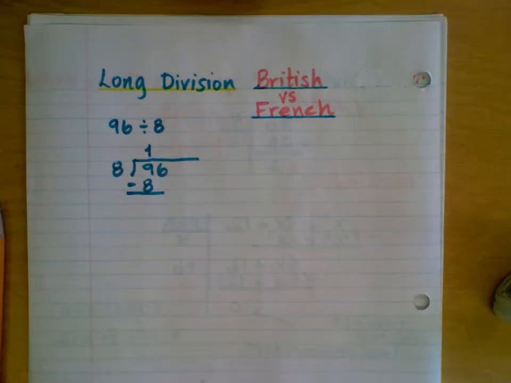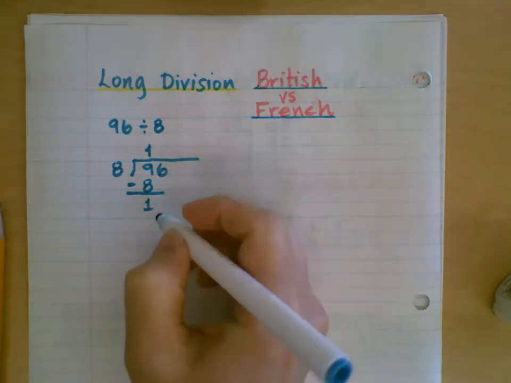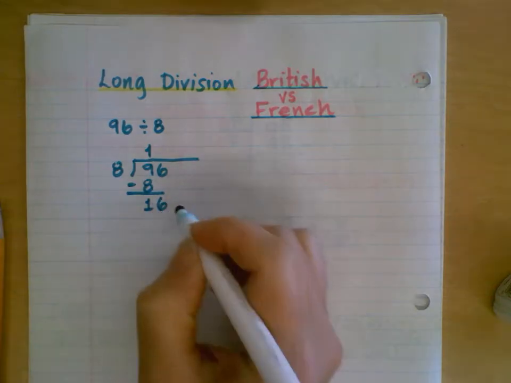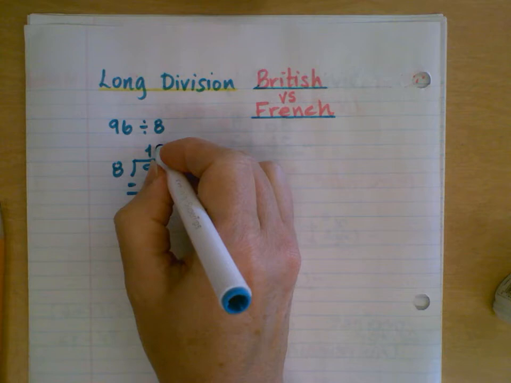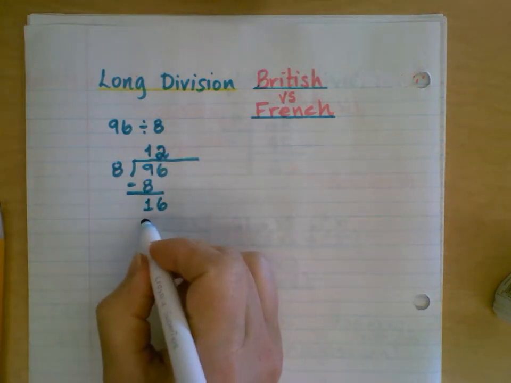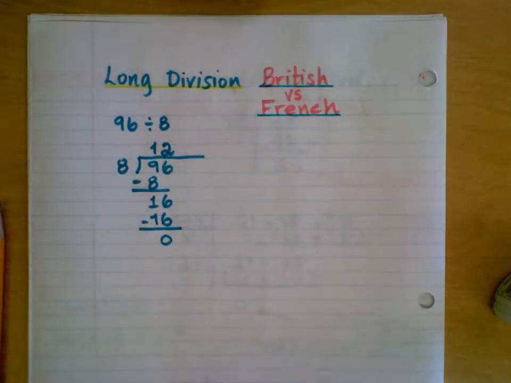And then I do subtraction. The result is 1. Carry down this 6. Now I'm left with 8 into 16, goes twice. 16. Result is 0.